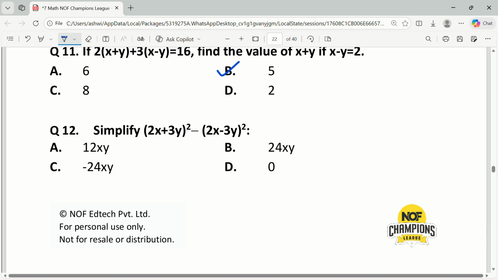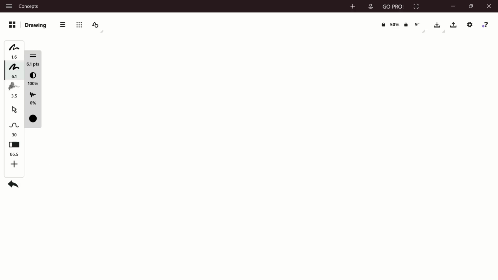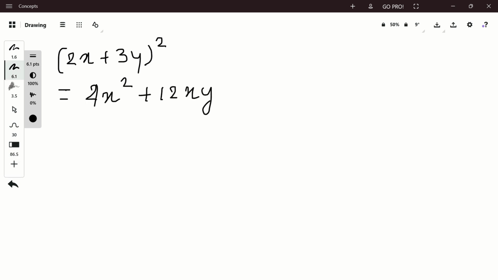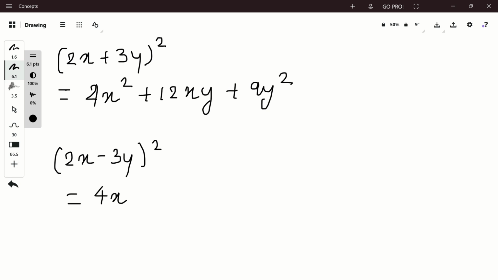Question 12. Simplify (2x + 3y)² − (2x − 3y)². Expanding the terms using (a + b)² and (a − b)², we have (2x + 3y)² as 4x² + 12xy + 9y² and (2x − 3y)² as 4x² − 12xy + 9y².